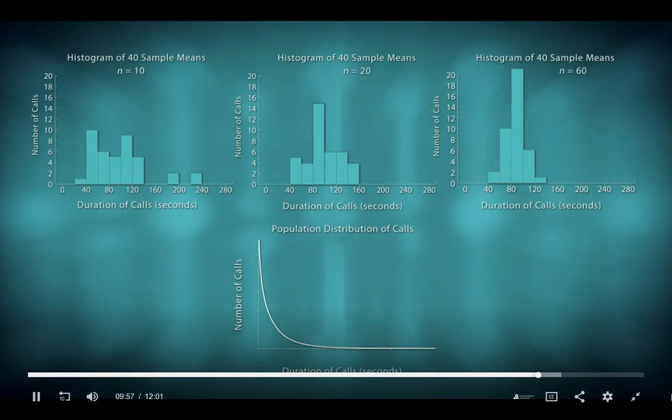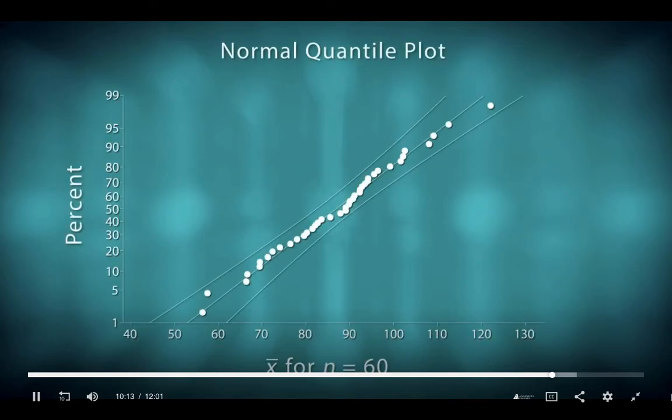Interestingly, while the smallest sample size with an N of 10 is still right skewed, the asymmetry decreases as the sample size gets bigger. By the time N equals 60, we've lost the skew and the sampling distribution of the sample mean looks pretty much normal. The normal quantile plot of X-bar data from 40 samples of size 60 looks like a pretty straight line, underscoring that our data are normal.